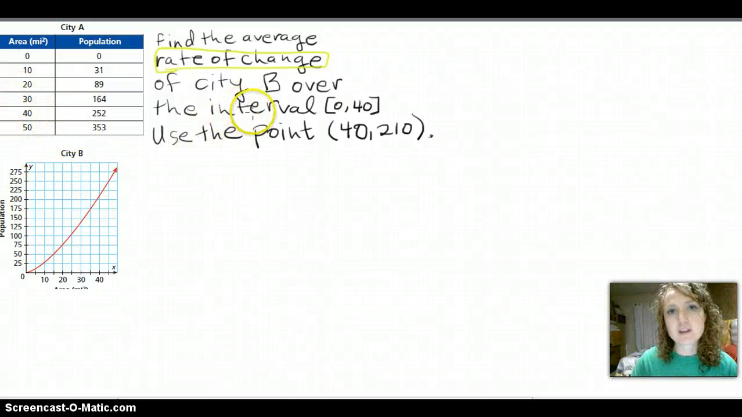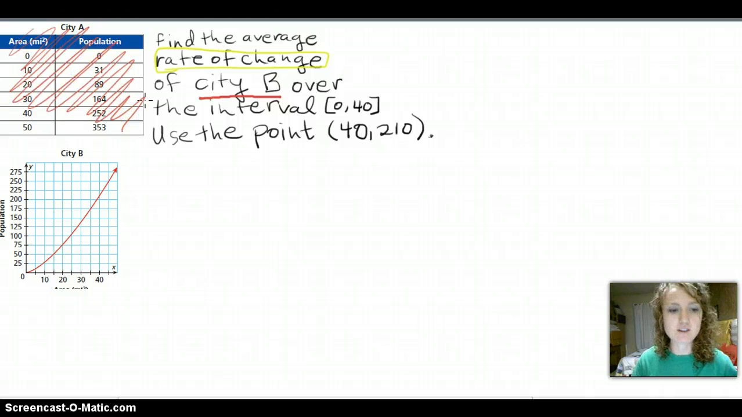Alright, we're looking at a problem here from lesson 6, and it says to find the average rate of change of city B over the interval of 0 to 40, and that we're supposed to use the point 40, 210. Now, it also gives us some information about a couple of cities, city A and city B. The question, however, only talks about city B, doesn't it? This means that we don't even need to worry about city A, so we can just cross this out so it won't confuse us at all.